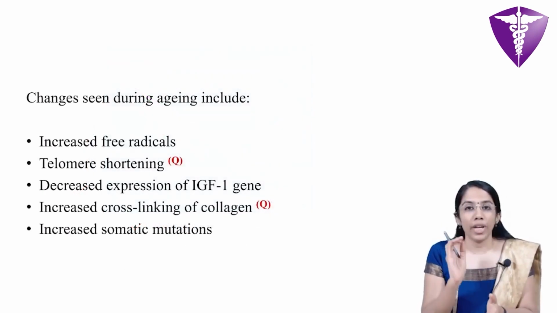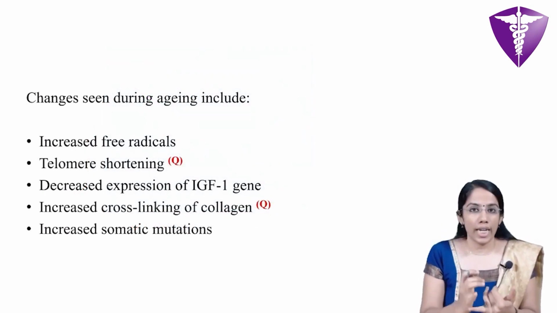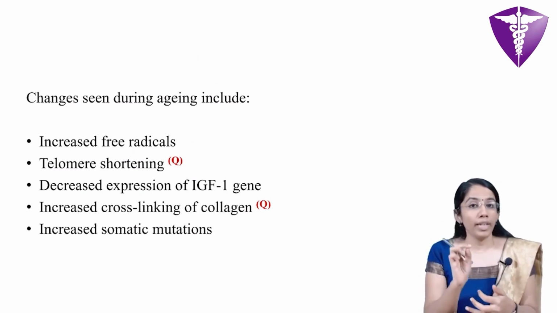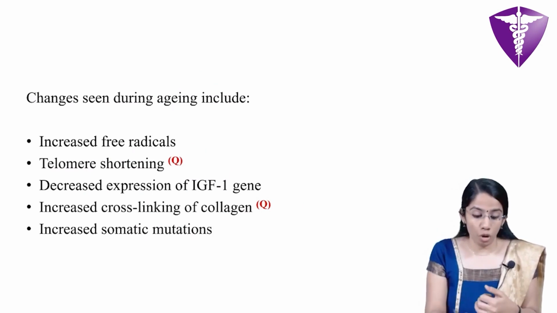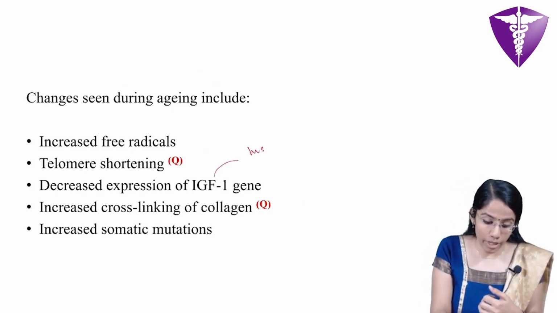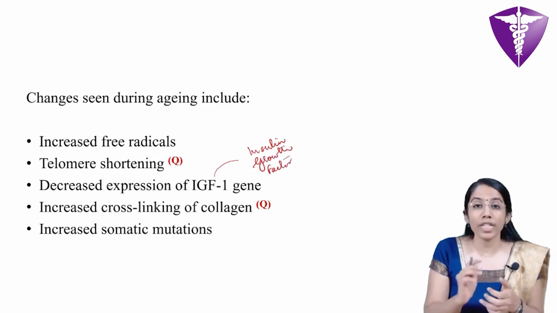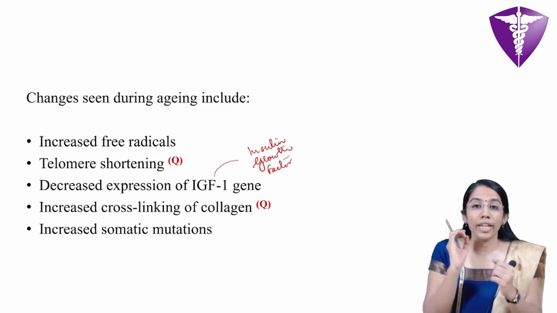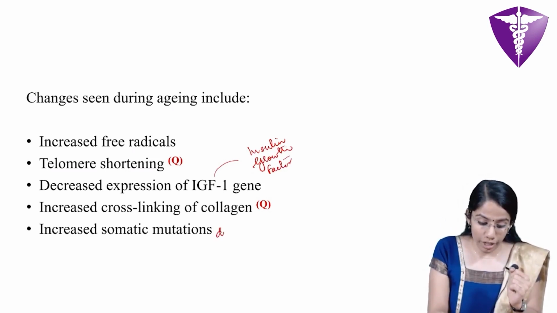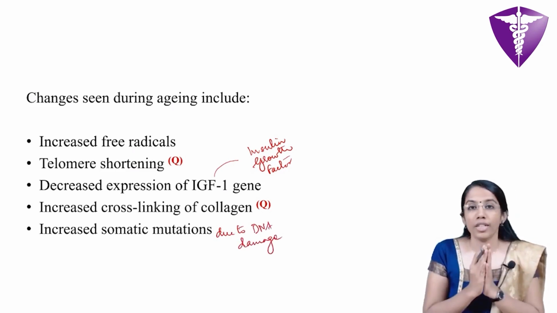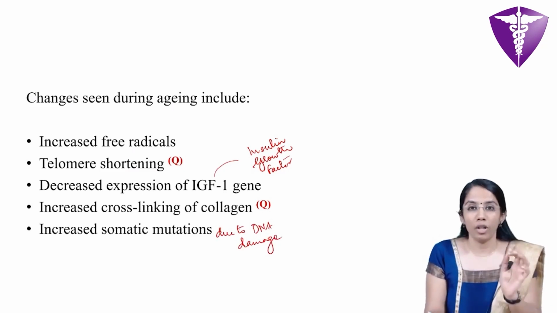So the changes seen during aging include increased free radicals and telomere shortening. Apart from that, there is decreased expression of the insulin growth factor 1 gene, that is IGF-1 gene. And also there is increased cross-linking of collagen and increased somatic mutations due to DNA damage. So these are the changes seen in normal cellular aging.